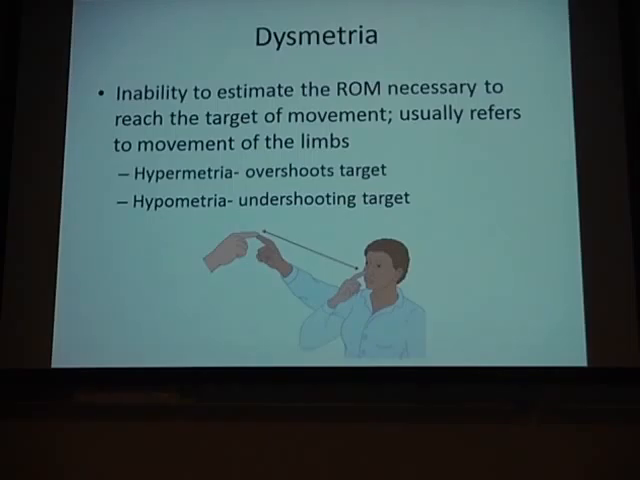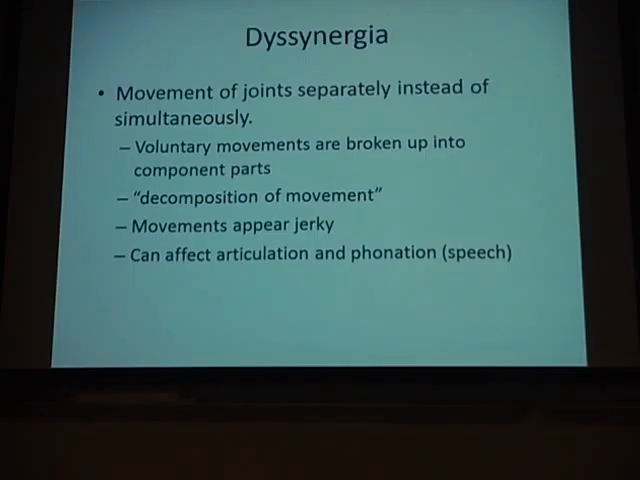Okay, so dyssynergia is our next term, and this refers to when you cannot smoothly coordinate joint movements at the same time. So in dyssynergia, the movements of the joints are separate instead of simultaneous.